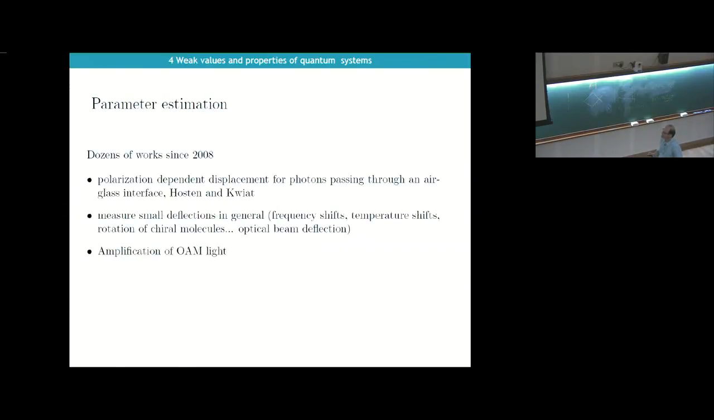This has been done in a lot of works, and I think the first one was the work by Hosten and Kwiat, in which they looked at the displacement for photons passing through an air-glass interface. In general, you can do this to measure small deflections. Here it's produced by a crystal, but it can be produced by anything, like frequency shifts, temperature shifts, and whatever, and this has been employed. And of course, again, this is useful if you can make a lot of photons. Otherwise, it's not very useful.